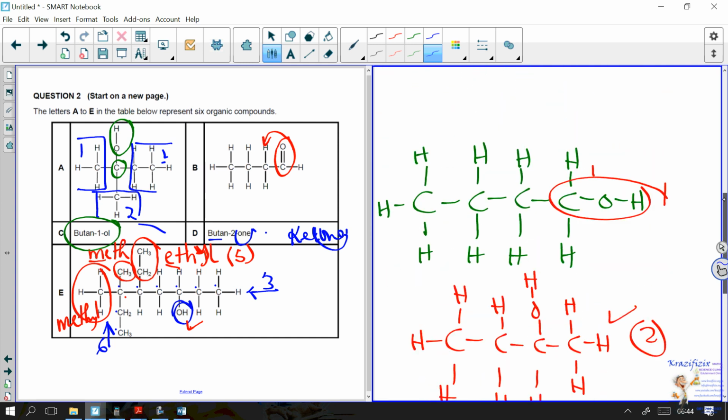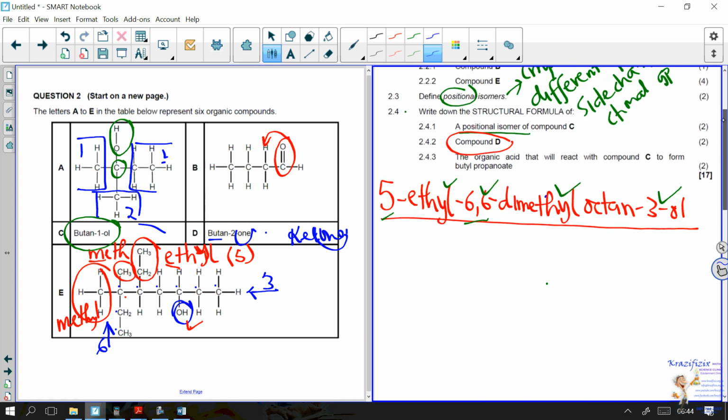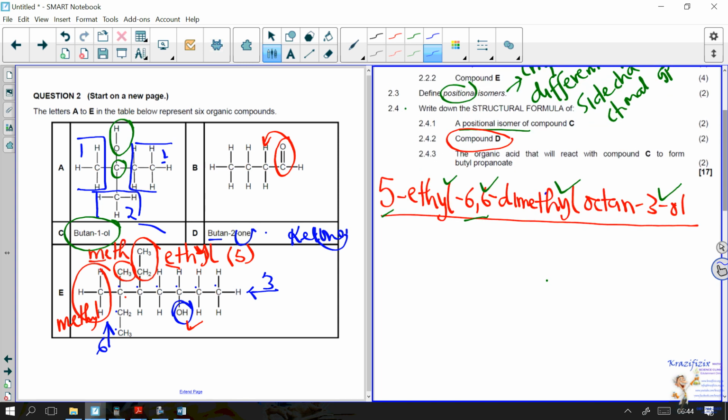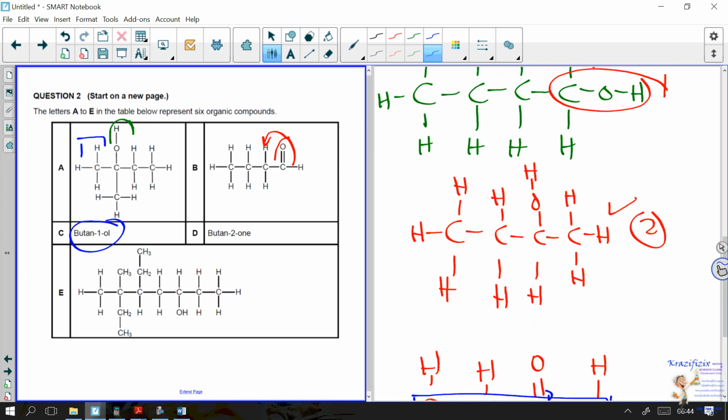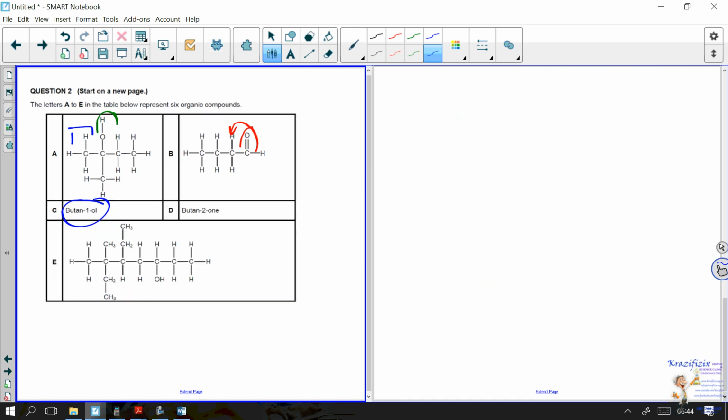Next one quickly. The organic acid. Okay, we're still drawing the structural formula of the organic acid that reacts with compound C. Let me clean all of this. Compound C is butan-1-ol, to form butyl propanoate. Okay, butyl propanoate. What do we need to form butyl propanoate?